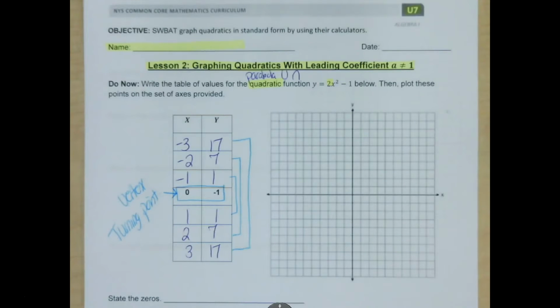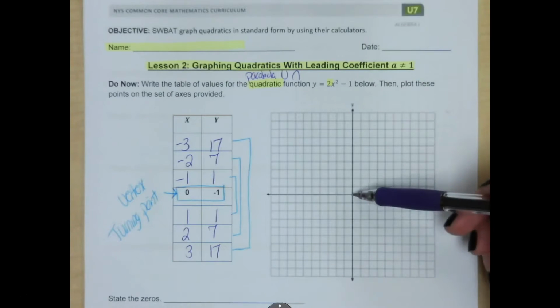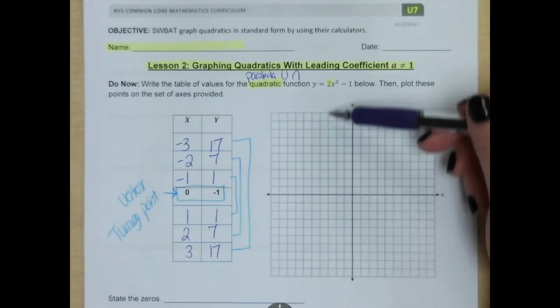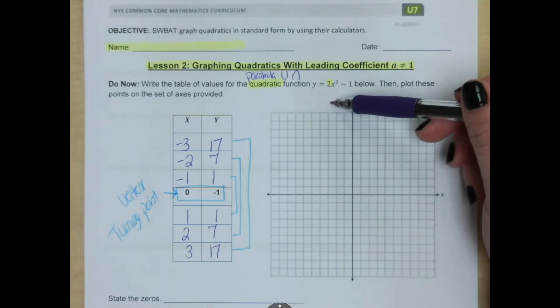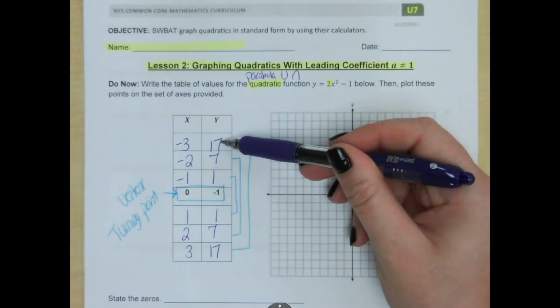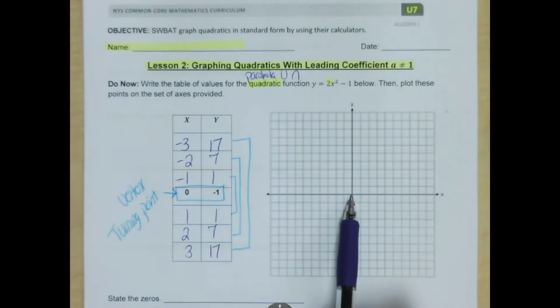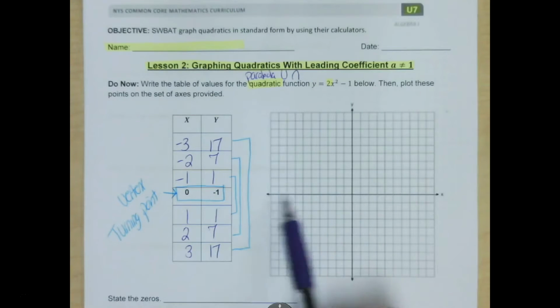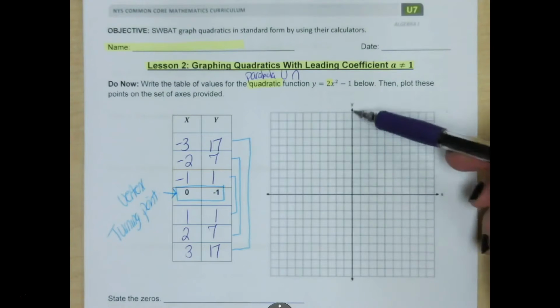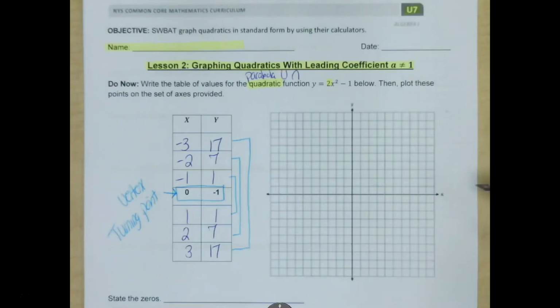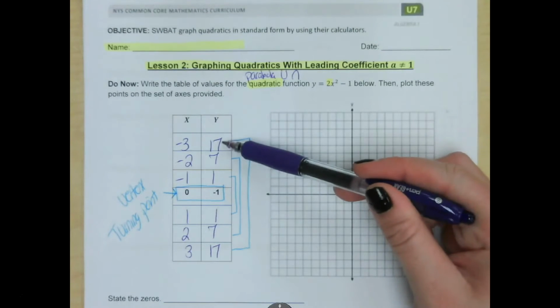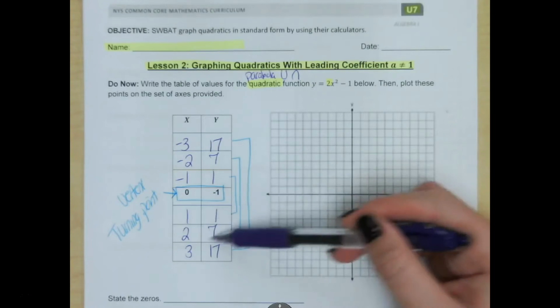So as I look at the do now, it says I want to write down the table of values. Check, I did that. Then I want to plot these points on the set of axes provided. So let's go ahead and do that. If I try to plot -3, positive 17, it's going to go off my graph. So I can't plot when y is 17. These values only go to positive 10 and -10, and the same thing again, positive 10 and -10. And that's okay. So I just won't plot this first point or this last point. I'm just going to plot these guys in the middle.